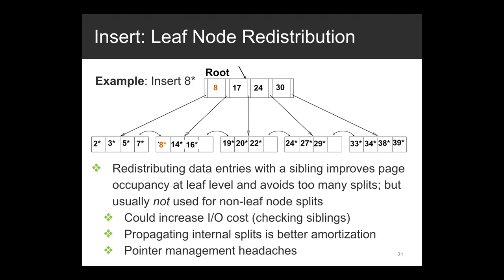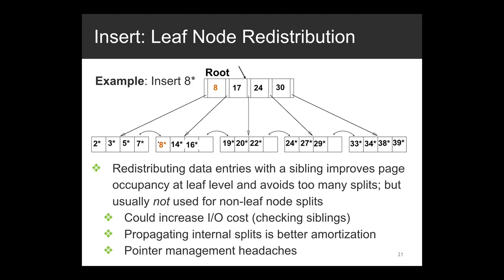So all you need to do after you do this is to update the corresponding index entry in the parent. So no, you're not inserting a new index entry, you're just updating the index entry in the parent. Okay, so here, by redistributing the data entries and sharing the free space across the siblings, you're avoiding a lot of extra splits. This is usually not used for non-leaf node splits.